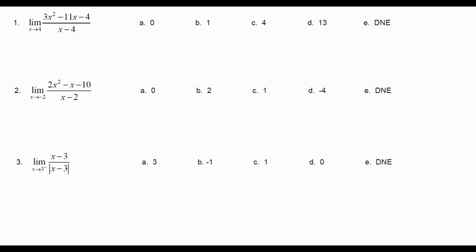Number 1. Limit as x approaches 4 of the quantity 3x squared minus 11x minus 4 over the quantity x minus 4. I can see already that if I plug in x equals 4, my denominator is 0. So let's plug it into the numerator to see what happens. If I plug it in, I get 3 times 4 squared minus 11 times 4 minus 4 over 4 minus 4, and I do get 0 over 0.